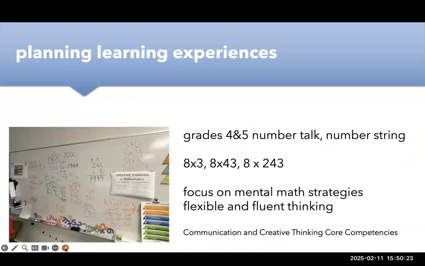So then we planned the learning experiences. We planned some number talks and the strings of questions we would use. So again, here's the example from the studio for 8 times 243 and all the different strategies that the students built up over a couple of lessons and shared. We also did a core competency focus, thinking about communication and creative thinking. Creative thinking is really about being flexible, thinking about different ways, and building on each other's ideas. So that connected really well to multiplication strategies.